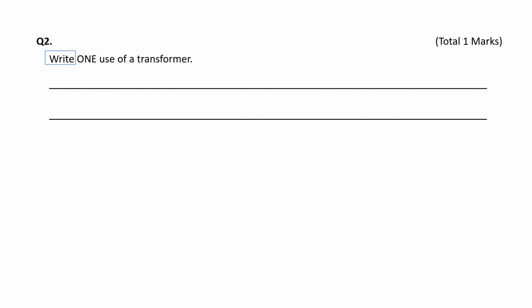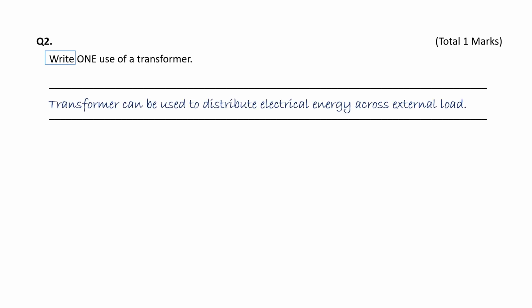So in the next question they are asking you to write one use of transformer. So main command word यहाँ पे write है. सो यहाँ पर अब करना ये होगा कि हमें ट्रांसफार्मर का जो मेन यूज़ लिखना है. So remember that the transformer usually will be used to distribute, or it will be used to transmit the electrical energy from one region to another region. So आंसर में लिखा गया है यहाँ पर: transformer can be used to distribute the electrical energy across the external load.